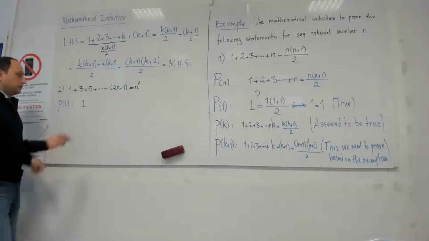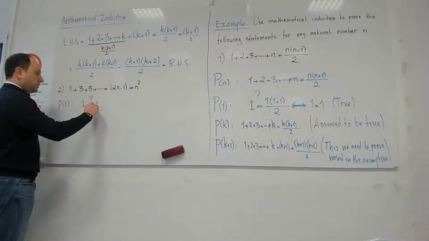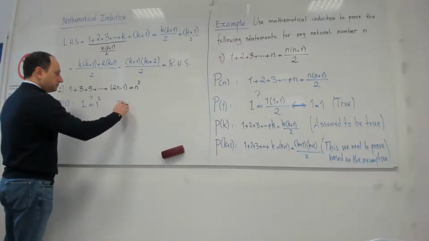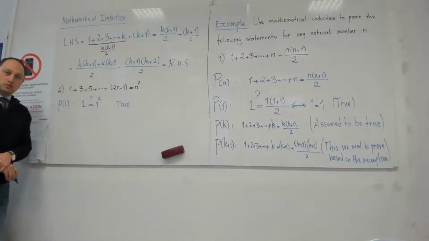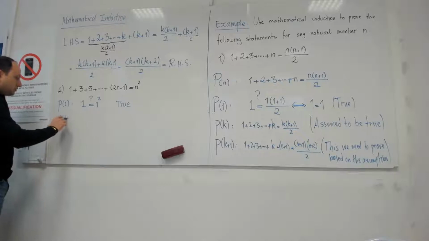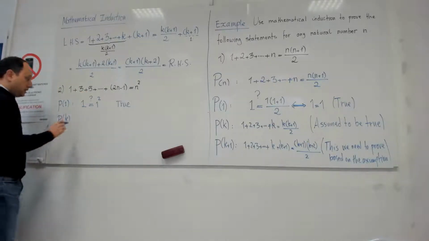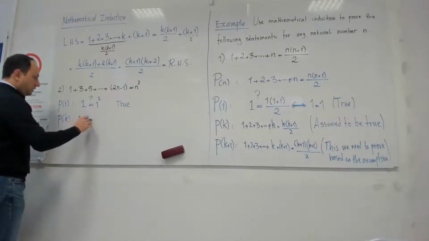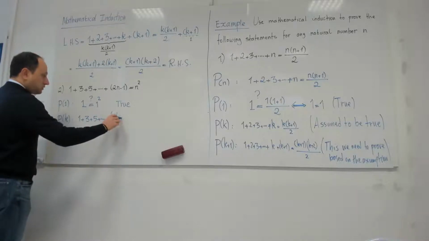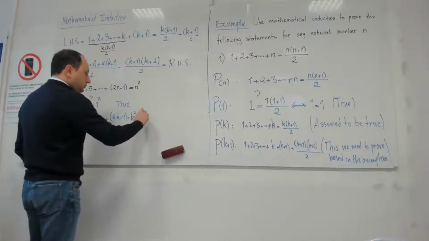Okay? And then on the right-hand side, instead of n, I put 1. So it becomes 1 to the power 2. And this is true, yes? This statement is true. Now I assume that the statement is true for k. This is very simple. Just replace n everywhere with k. So this becomes 1 plus 3 plus 5 up to plus 2k minus 1 is equal to k squared. What is this? Assumed to be true.